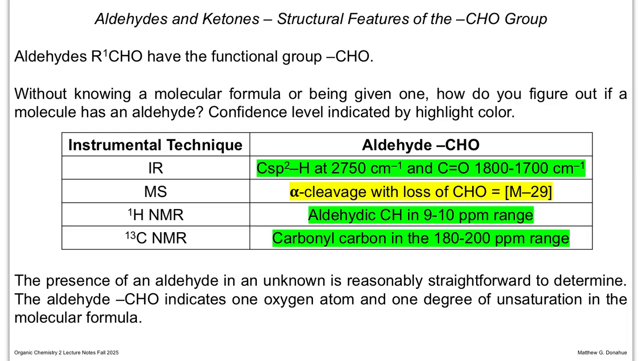So how do we know that we have the aldehyde present in a molecule? IR is a really strong indicator because there's two diagnostic signatures. We have the carbonyl in that normal 1800 to 1700 region, but then what differentiates it from a ketone or the other carbonyl containing functional groups is that specific sp2 hybridized H stretch that occurs to the right, or lower wave numbers than all the other CH stretching.